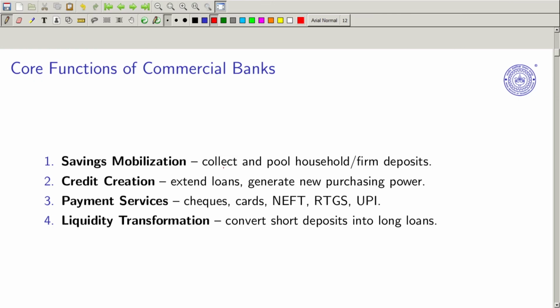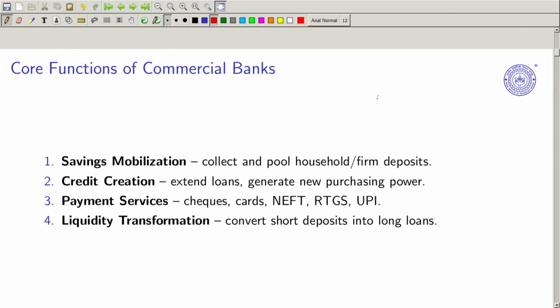Core functions of commercial banks. The first is savings mobilization. Then credit creation, which means that if you deposit 100 rupees with the bank, they will keep some after meeting the regulatory or compliance requirements of reserves and statutory, and extend the rest of the amount as loans. Those loans come with collateral or without collateral, but the interest earned on those loans is the major income.